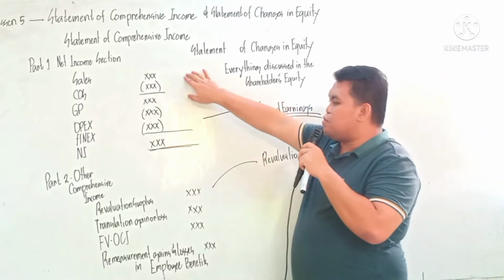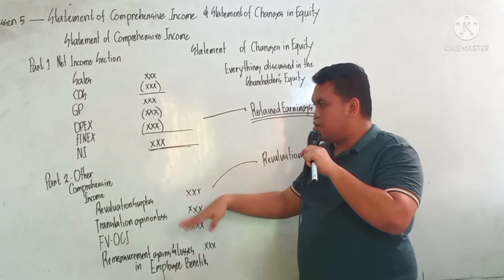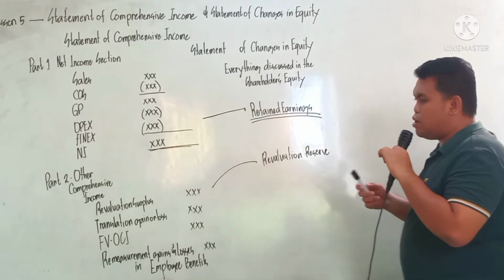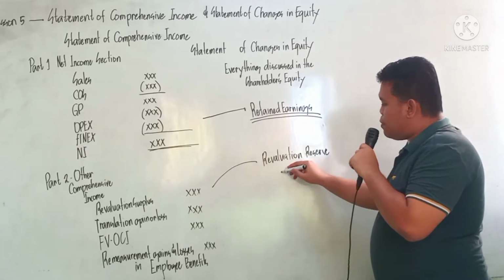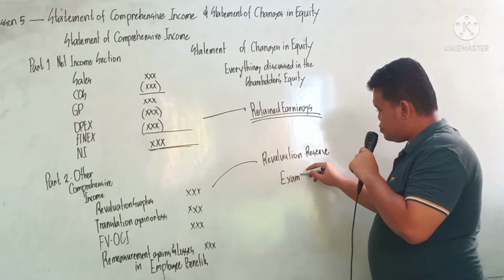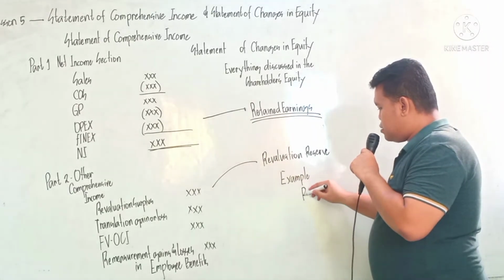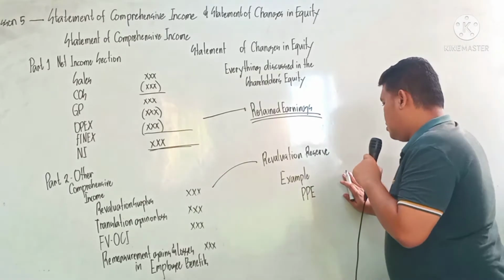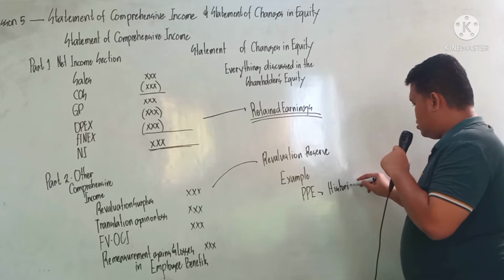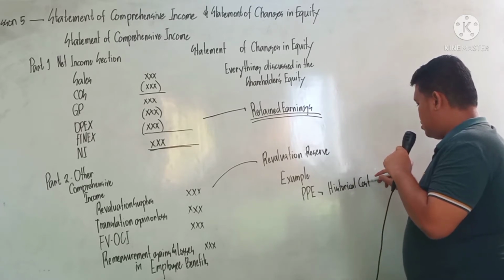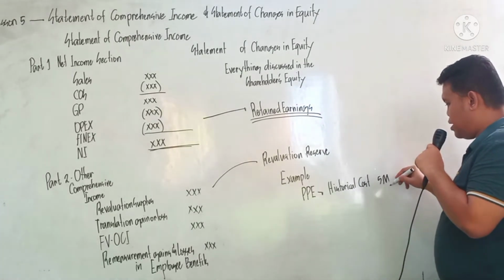Now, since you're already familiar with this one, let's talk about the members, or what do we call, the items under the other comprehensive income. So let's talk about revaluation surplus. Say for example, a company purchased a PPE with a historical cost. So meaning, when it was purchased, this is the value, 5 million pesos.